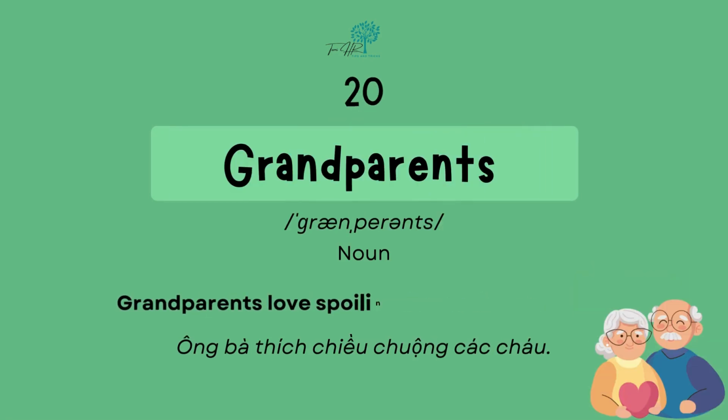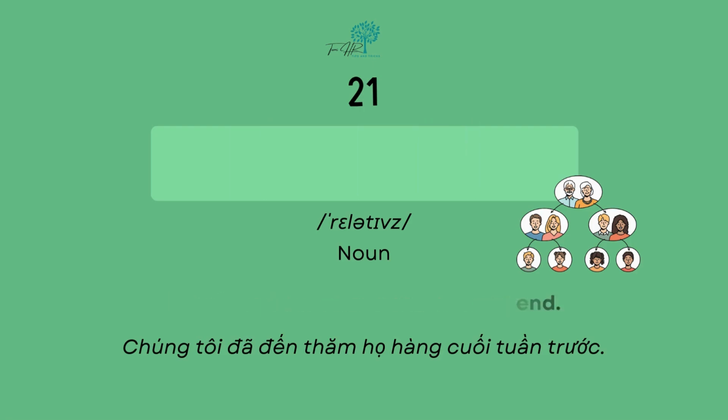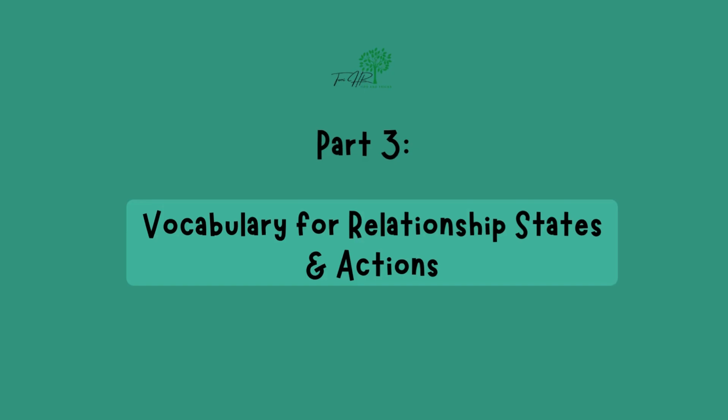20. Grandparents. Grandparents love spoiling their grandchildren. 21. Relatives. We visited our relatives last weekend. 22. Reunion. The family reunion was a joyful occasion. Part 3. Vocabulary for relationship states actions.